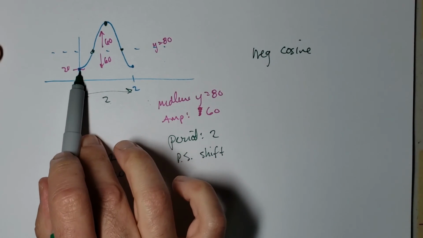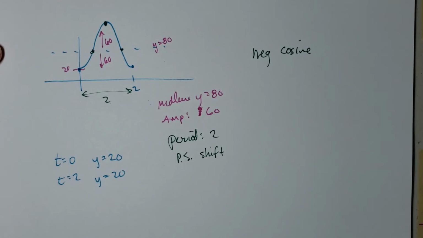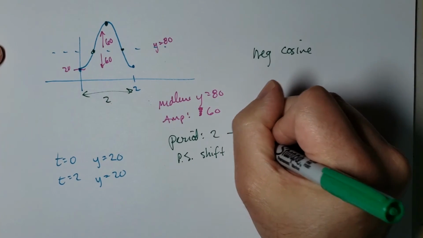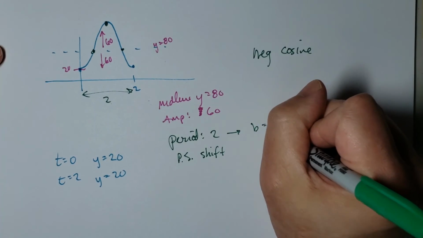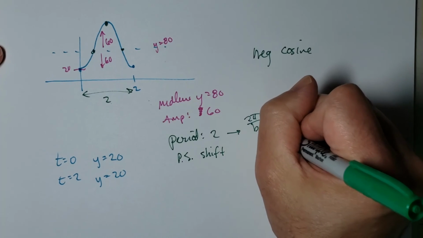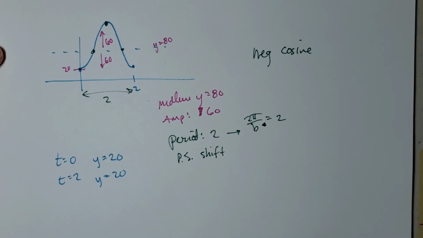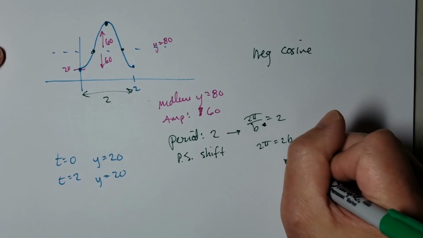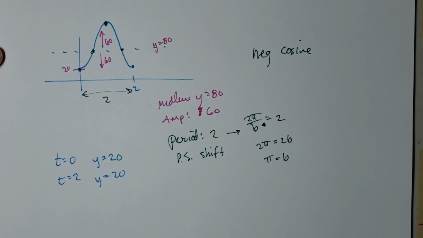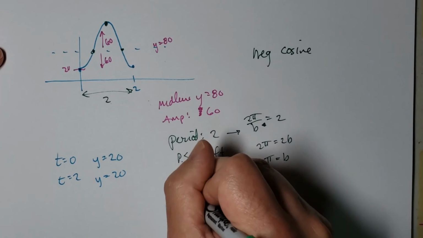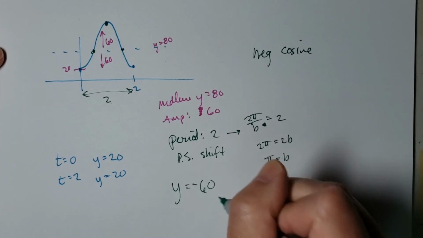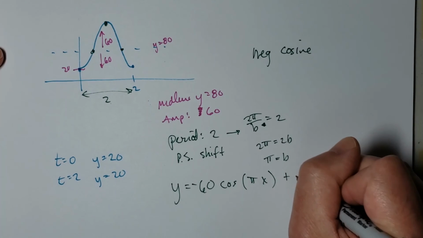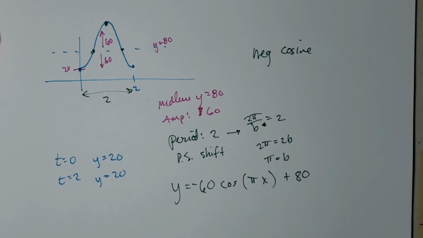Whenever time 0 is an easy point, you can assume there's no phase shift, and then you don't have to worry about finding a c. If the period is 2 pi over b, we know that's equal to 2. So 2 pi equals 2b, or not 2b, that is not the question. All right, so b equals pi, and y equals negative 60 cosine pi x, no phase shift, plus the midline of 80.